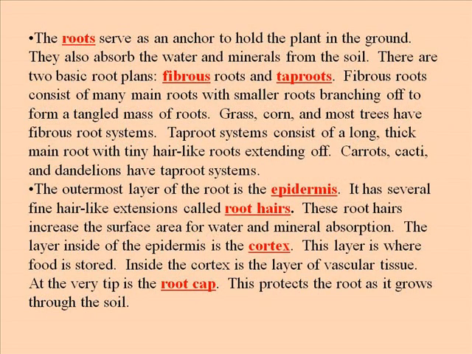Now we're going to take a look at the three parts of the plant, the roots, the stems, and the leaves. And with each of these, there are two types of roots, there are two types of stems, and there are two types of leaves that you will need to know. So we're going to start with the roots.